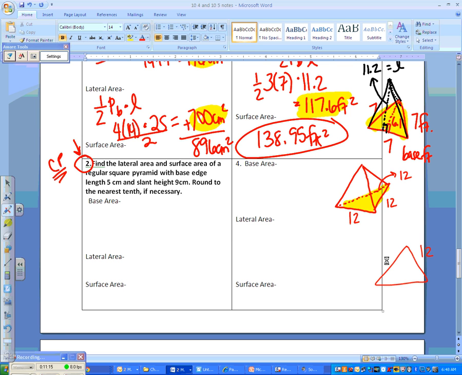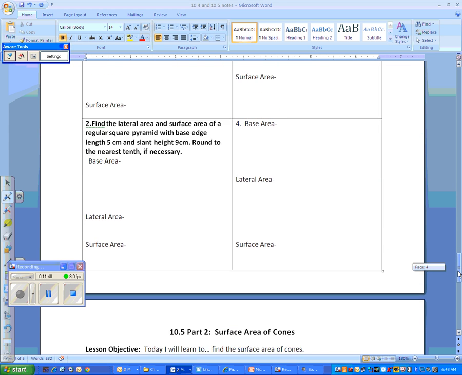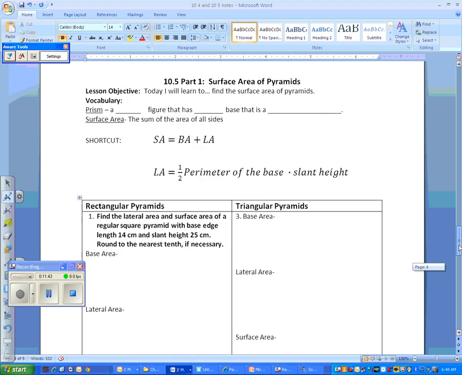Because if all the sides are the same, what kind of triangle is it? And then if we cut it in half, what special right triangle do we get? Hint, hint, wink, wink, 30, 60, 90. Okay, and then honors, I'll be nice, and I'll let you know that the slant height is going to be 10.6 meters. So you guys can find this surface area. In the next video, we're going to talk about cones. So much easier than pyramids.